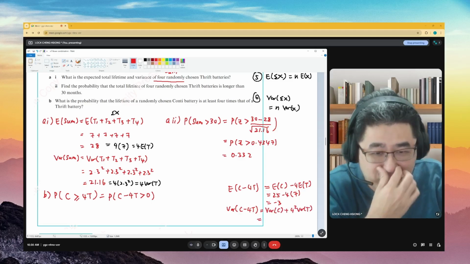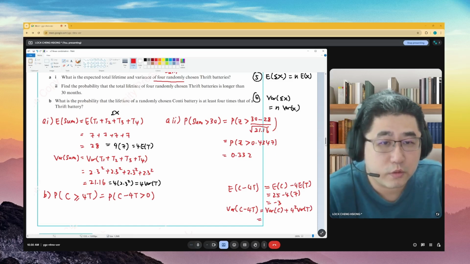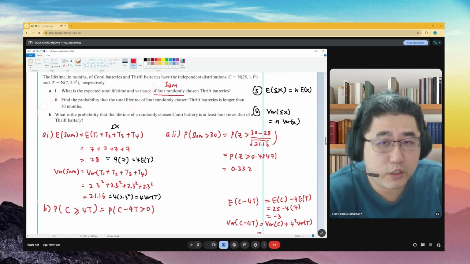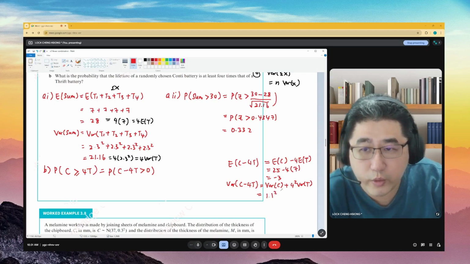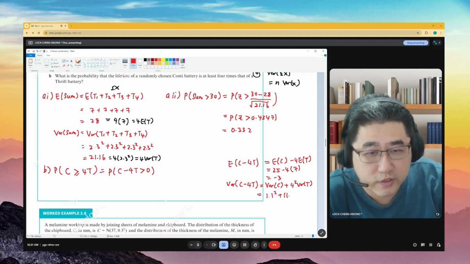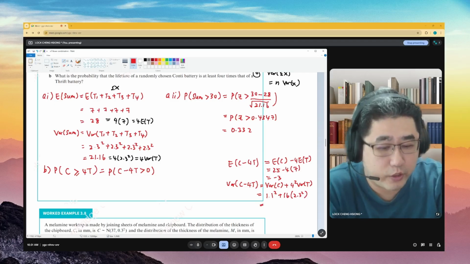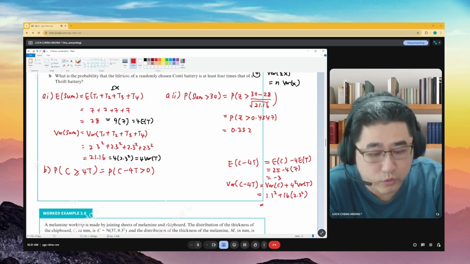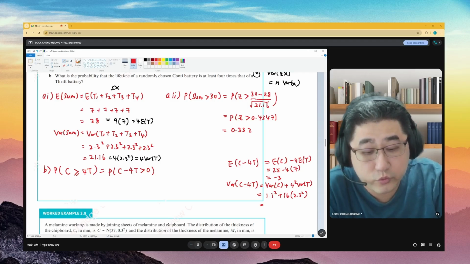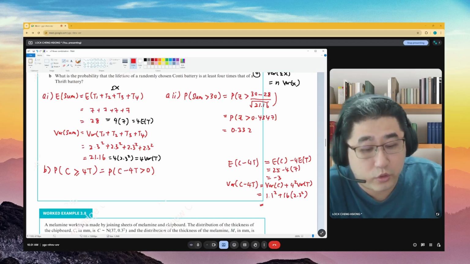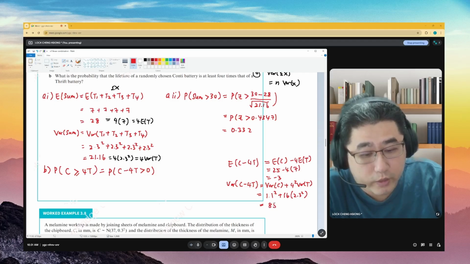Apply the rule correctly. As variance of C is 1.1 square, so 1.1 square, that has a 16. Variance of T is 2.3 square. Okay, add them up together. So 1.1 square plus 16 of 2.3 square, so you have 85.85.